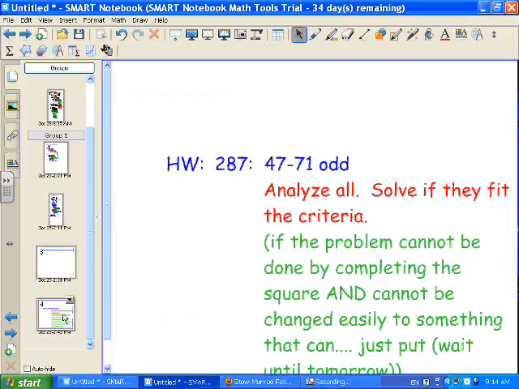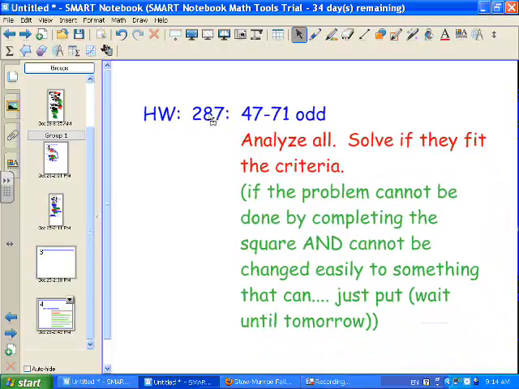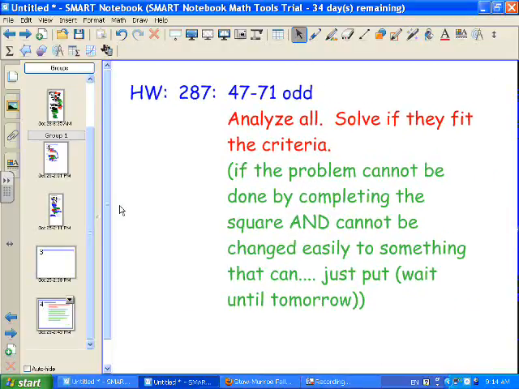All right. So your homework tonight. You're going to do page 287, 47 through 71 odd. You're going to analyze them all and solve them if they fit that criteria. But if the problem can't be done by completing the square, and you can't easily change it into something that can, you're just going to put wait till tomorrow.